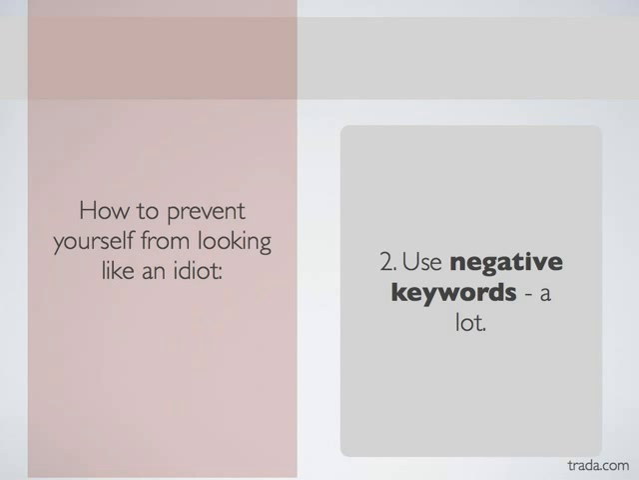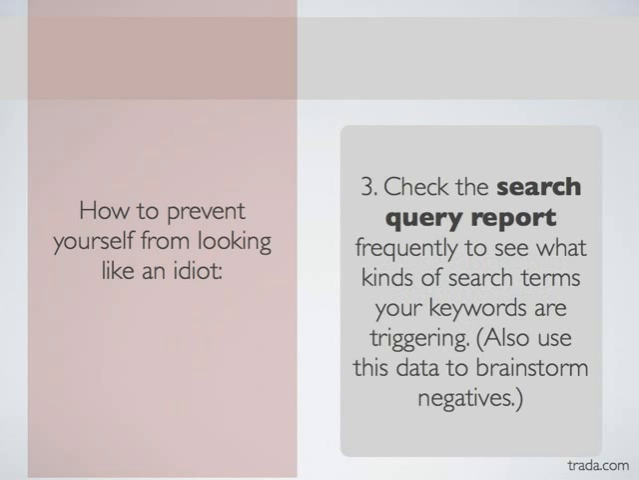So you'd want to add the word free as a negative. That tells Google and Bing that anytime a user searches this term but has the word free in their search query, I don't want my ad to show. And here's a great way to find out what people are actually searching for that are triggering your dynamic keyword ads. This also helps you brainstorm negatives.